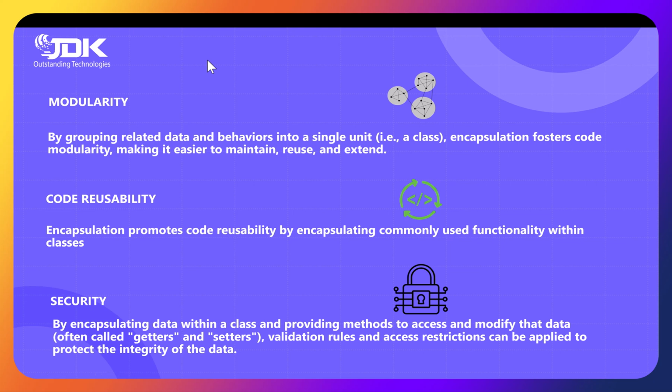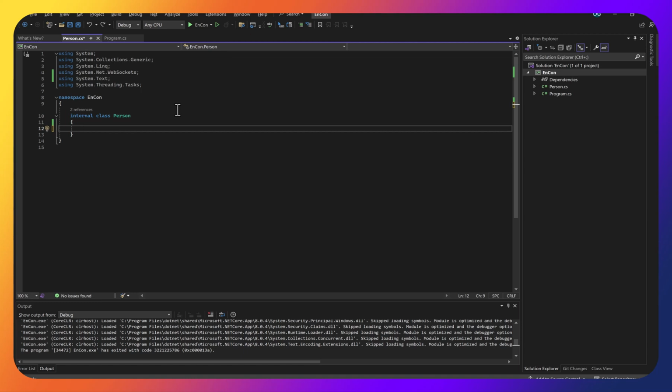Now let's get started to see how this encapsulation concept can be applied using the C# syntax. First, as most object-oriented programming languages, C# also has what we know as access modifiers, which are very important for the application of the encapsulation concept.